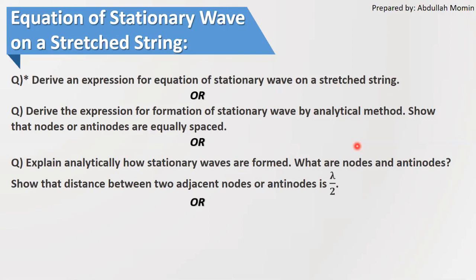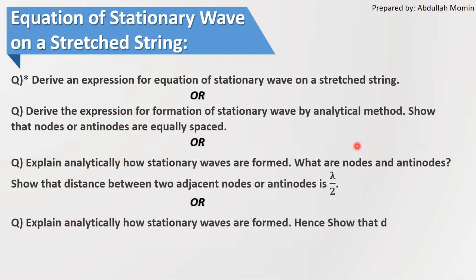Or the next question: explain analytically how stationary waves are formed. Hence, show that the distance between a node and an adjacent antinode is lambda by 4.